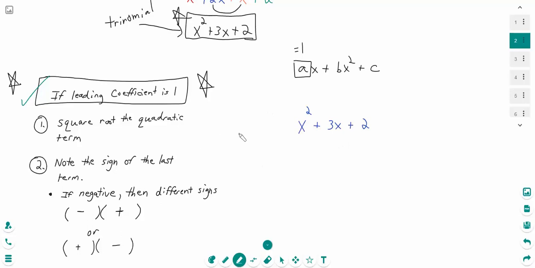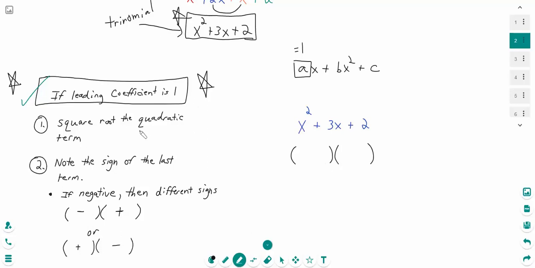So the first step is to really just know what we are trying to do. We're trying to get it into a set of binomials being multiplied by each other. So let's just set the parentheses up. We know this is what it's going to look like in the end. We just have to figure out what numbers and what signs go inside of these two sets of parentheses. Okay, so the first thing to do, step number 1, is square root the quadratic term.